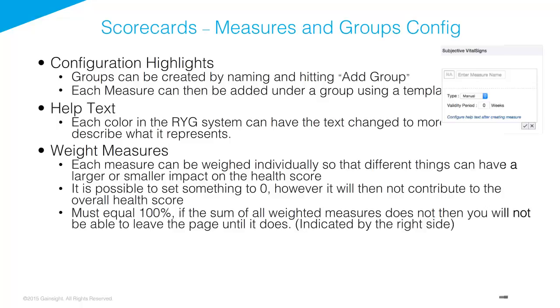These weights are percentages, representing how much of an effect that measure has on the customer's overall health score. You are allowed to set this to 0 for a measure, and this is helpful if you have a metric you want to show a scorecard of, but don't necessarily want it affecting the overall health score.